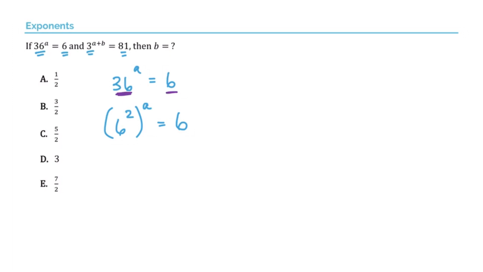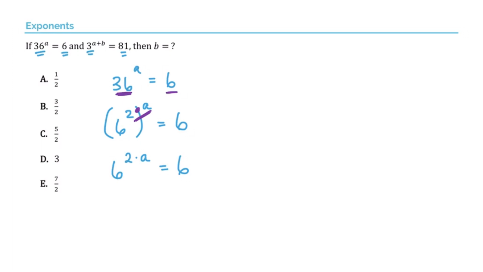Now, as we reviewed on that prior question, if I have a power to a power, what do I do with the 2 and the a? I multiply them together. So 6 squared raised to the power of a is the same thing as 6 to the power of 2 times a is going to equal 6.